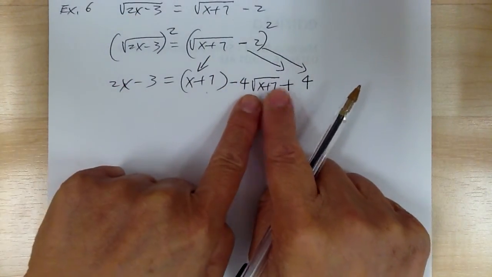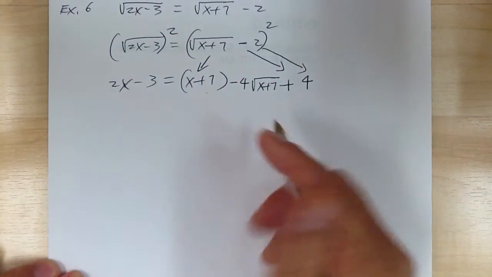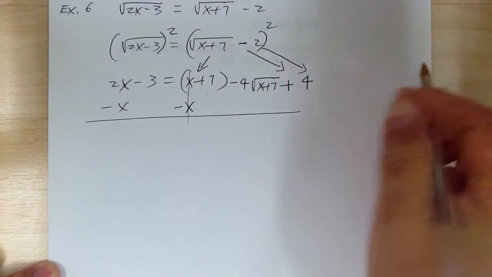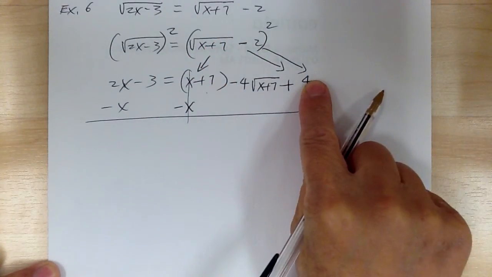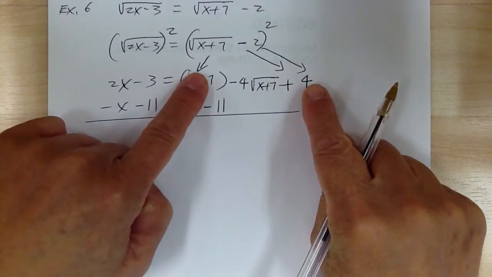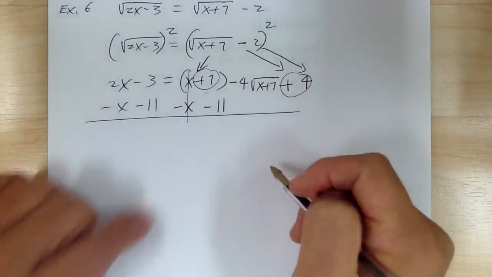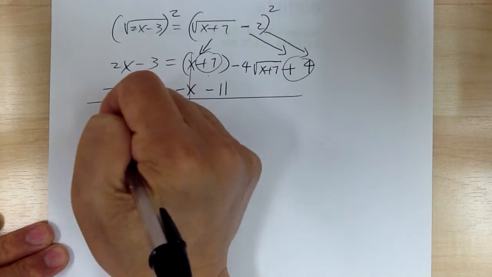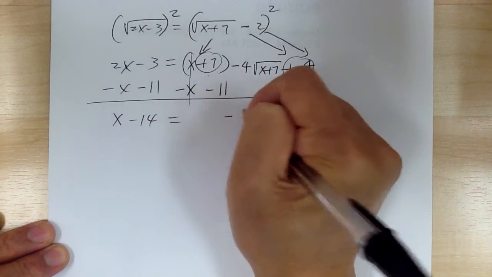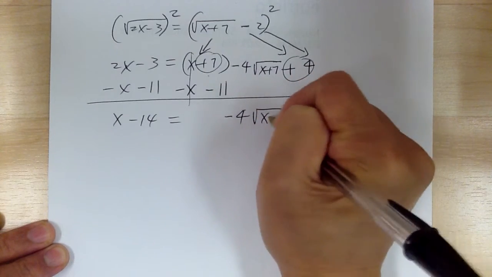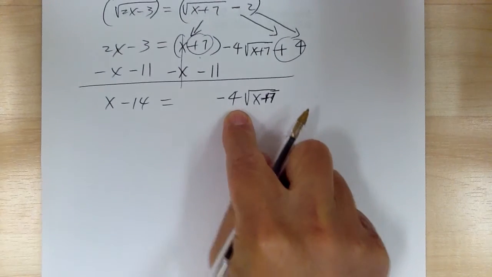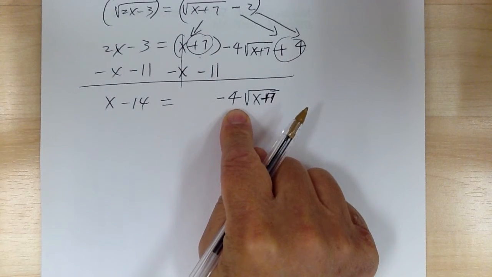So you want to get this by itself, so you have to get rid of all that. So I'm going to minus the x, so minus the x, so this cancels out. And I have 7 and 4, so I need to minus 11, so I minus 11, right? Again, I got 7 and 4 over here. So I end up with x minus 14 equal to, so all this cancels, I got negative 4 square root of x plus 7.